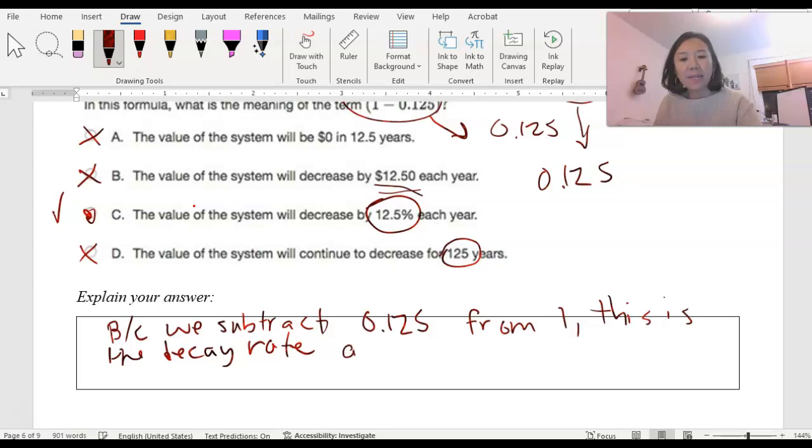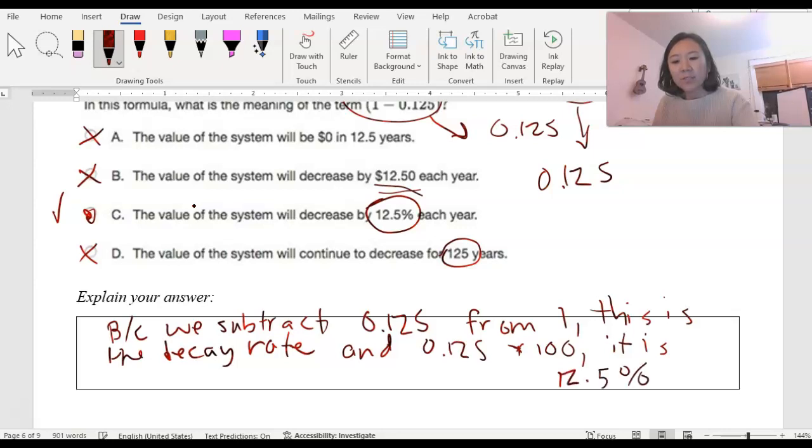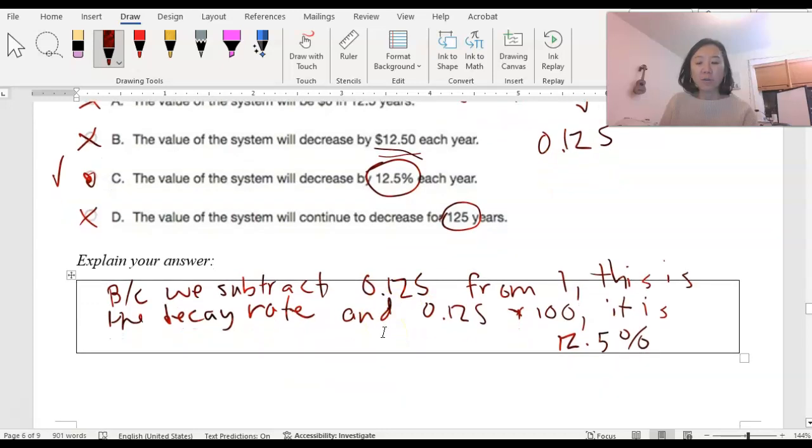This is the decay rate, and 0.125 times 100, so in percent, it is 12.5%. Okay, so you should have an explanation similar to that here for that one.